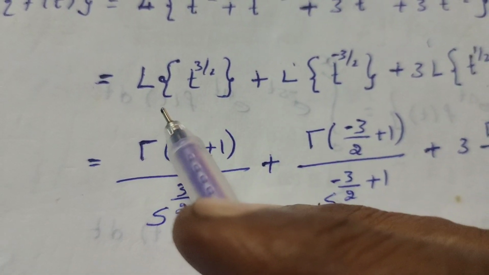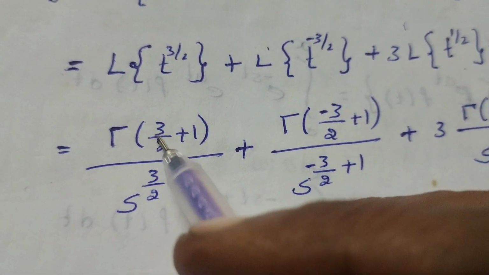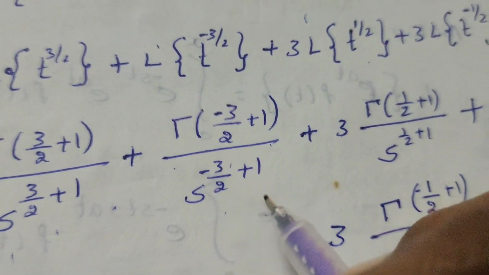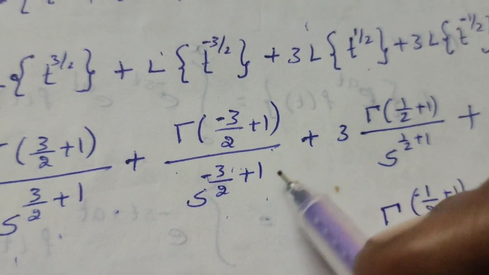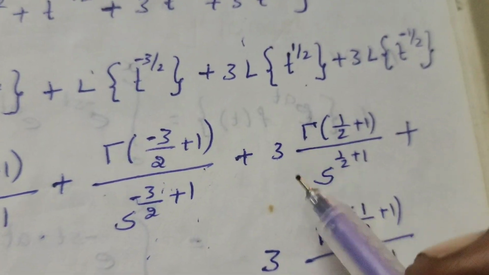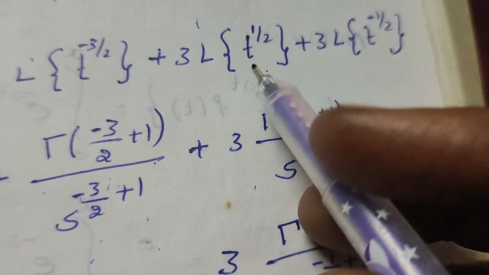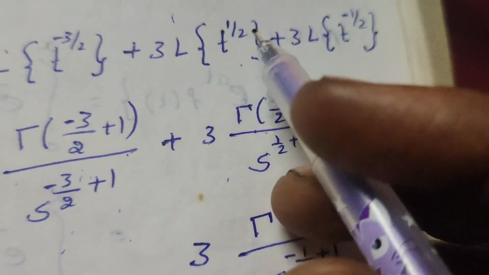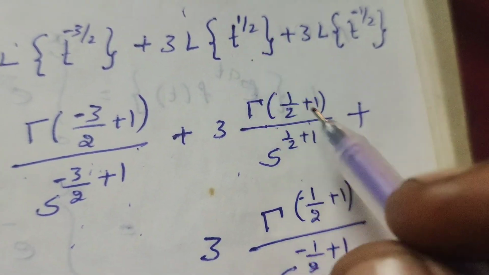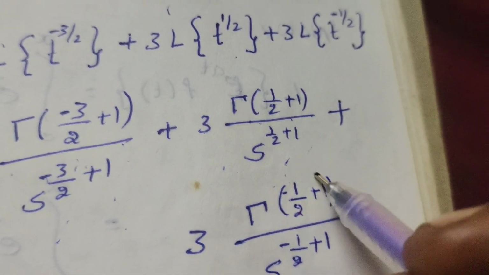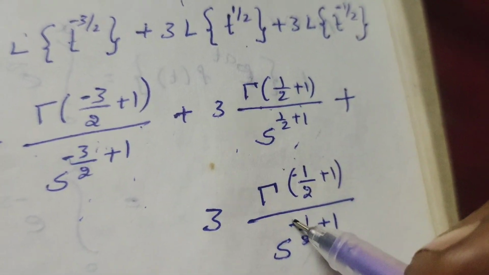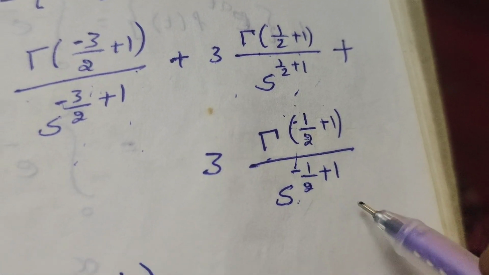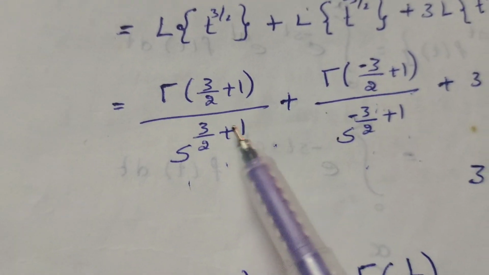Here, applying the formula, the Laplace transform of t^n is gamma of (n + 1) by s^(n + 1). So we get gamma of (3/2 + 1) by s^(3/2 + 1), plus gamma of (-3/2 + 1) by s^(-3/2 + 1), plus 3 into gamma of (1/2 + 1) by s^(1/2 + 1), plus 3 into gamma of (-1/2 + 1) by s^(-1/2 + 1). Now simplify.